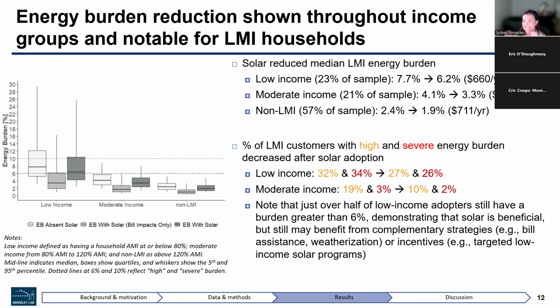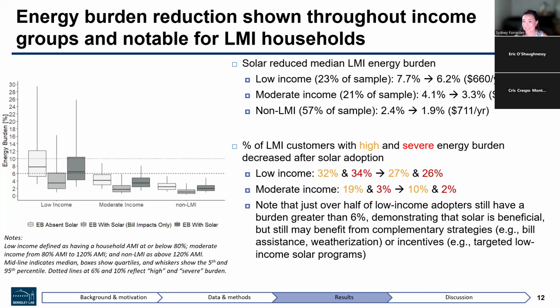Again, my second call for why it's important to take costs into account is because if you were to erroneously look at that middle box, just focusing on the low income group, you would say, okay, just looking at bill savings alone, solar was able to decrease energy burden to below that high level of 6% for 75% of low income adopters. Great. But in reality, once you factor in costs, you see that just over half are still above that 6% level. So this is really important to note.